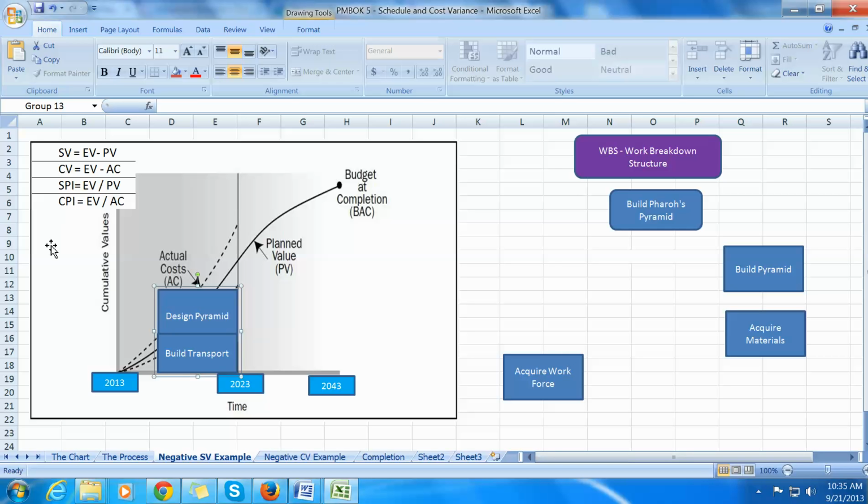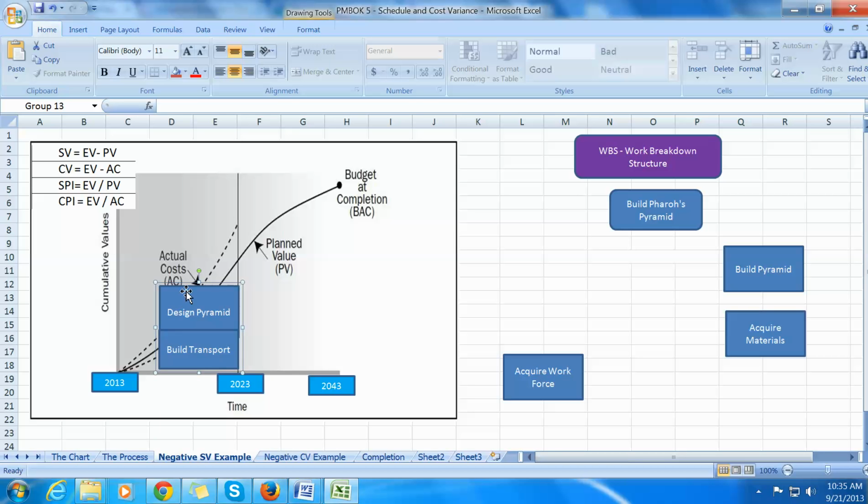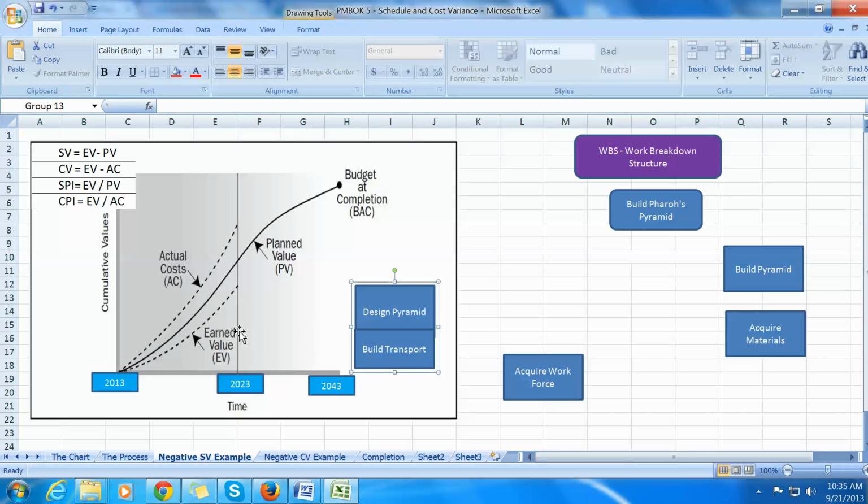So let's take a look at the math. This is a schedule variance issue. So your earned value minus your planned value gives you your schedule variance. I'll move this aside so you can see it. This is earned value. So your earned value minus your planned value, which is this point, for the year 2023. So a low number minus a high number is going to give you a negative.